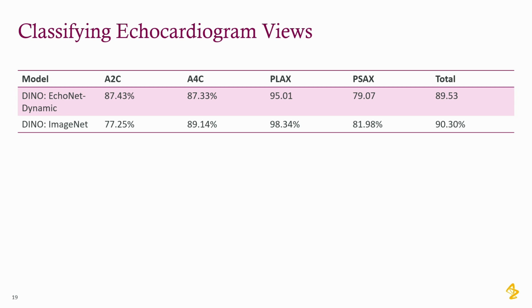On top here, we see that for each of the 4 classes of views, we got an accuracy between 80 and 90%. In total, we got around 90% accuracy. And also here, transfer learning works pretty well. DINO trained on ImageNet gives us a similar result as DINO trained on echocardiograms.